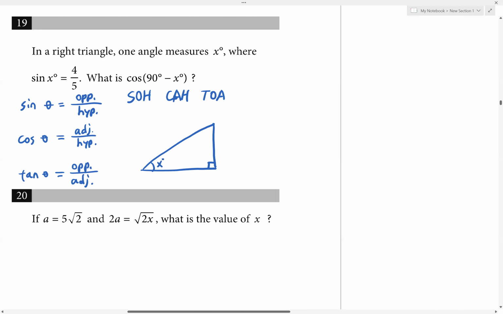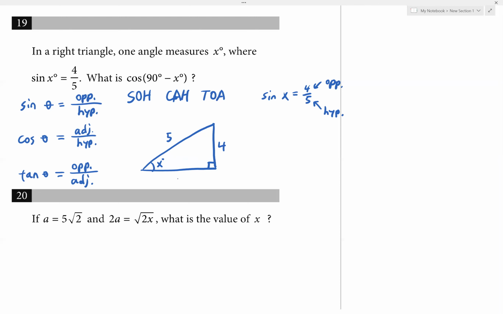Then we know sine of x equals 4/5. And remember, sine is opposite over hypotenuse. So if sine is 4/5, then 4 is the opposite and 5 is the hypotenuse. So we can label this triangle. Opposite from where x is, this side should be 4. And the hypotenuse is always the longest side in the right triangle, so that would be 5 right there. All right, so we have this labeled.